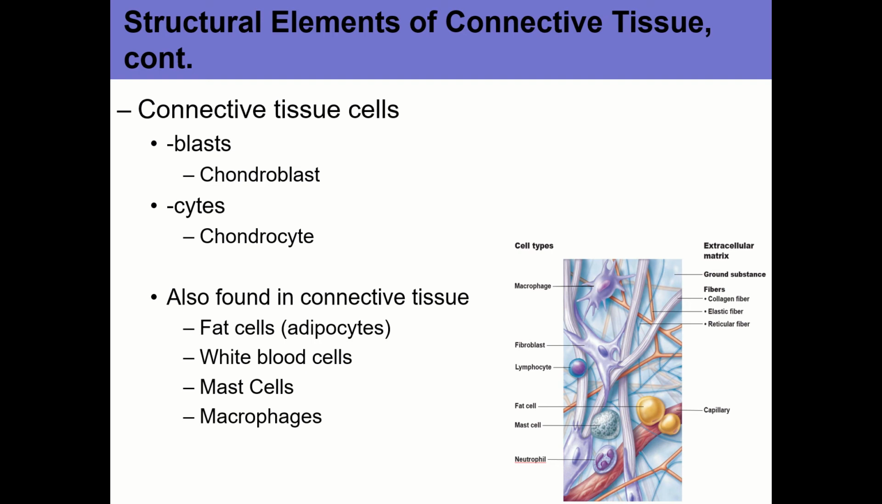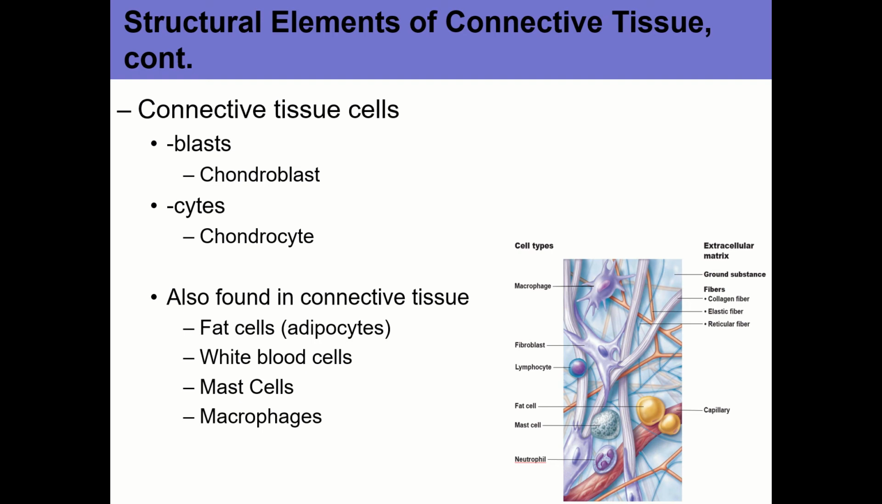So for example, if we're talking about connective tissue proper, if we're talking about areolar tissue, if we're talking about tendons or ligaments, the primary type of cell that's in there is a fibrocyte, right? So anytime you've got fibrocytes, fibroblasts, you're probably talking about connective tissue proper.